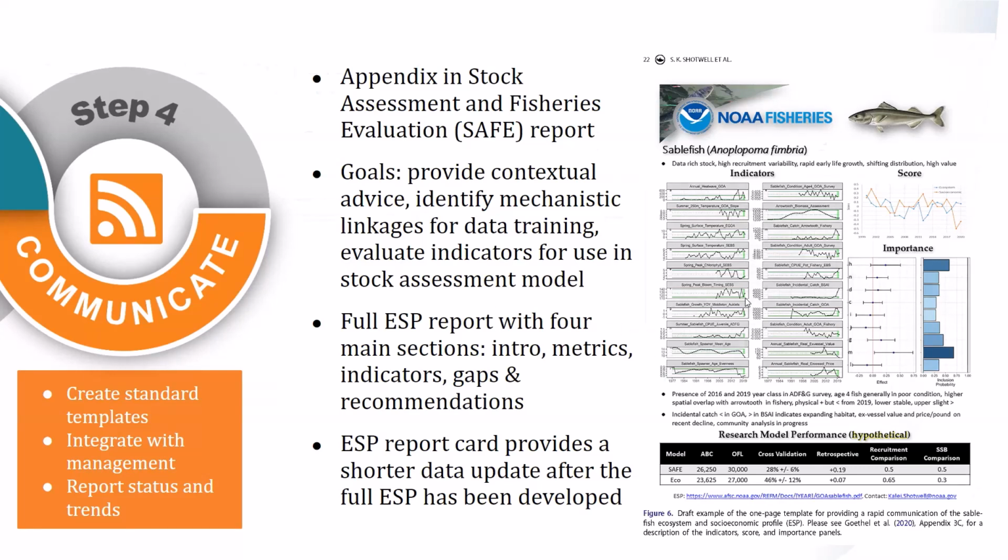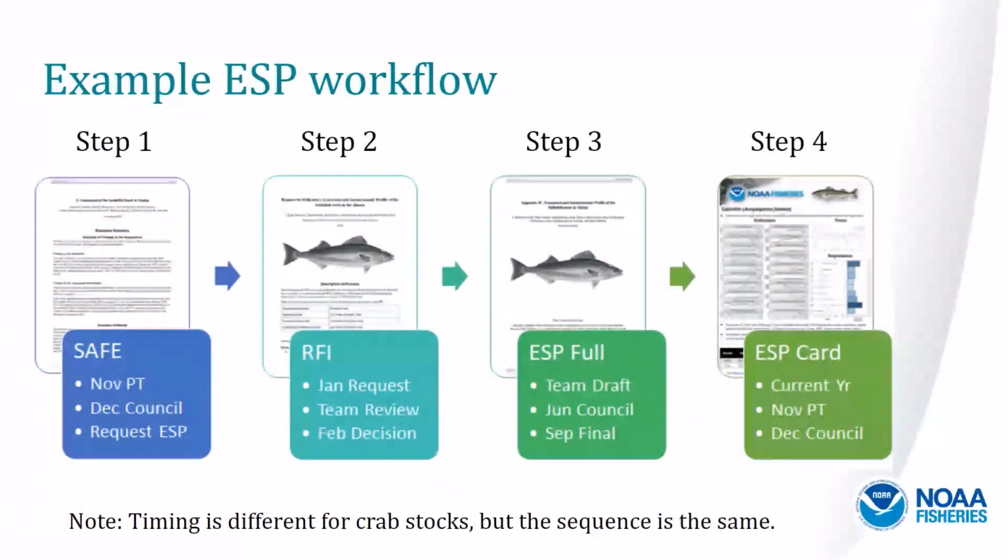So this is what the Alaska workflow looks like. Most of their stock assessments run on an annual or biannual schedule, although there's a few outliers on a 4-year schedule. And the ESP schedule has been developed to synchronize with that stock assessment schedule. It tends to be very regular and does not deviate much year to year.